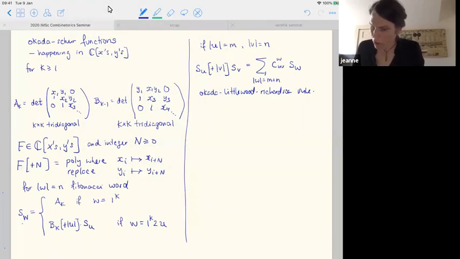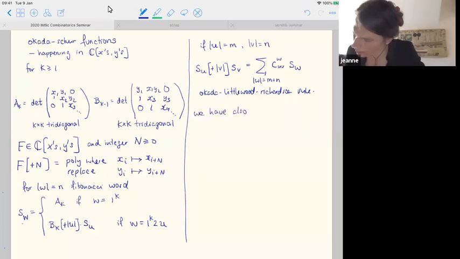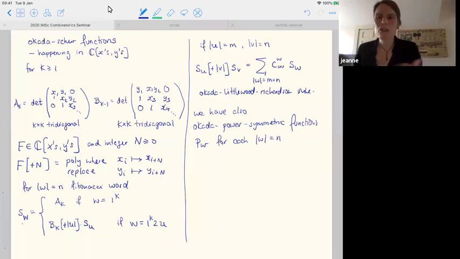So we have a theory of Okada Schur functions. We also have Okada, maybe I won't explain this. I mean, I can do it if you want, but let me just say that we have also Okada power symmetric functions. So P_w for each w, for each Fibonacci word. And they're related by a transition matrix, which is somehow legitimately a kind of character table.